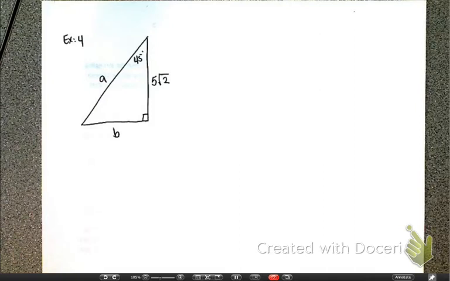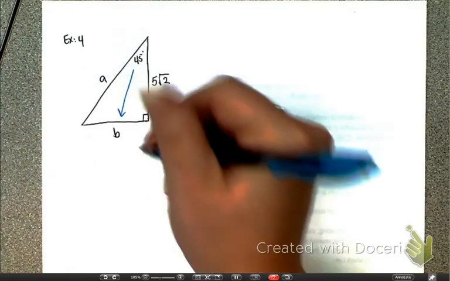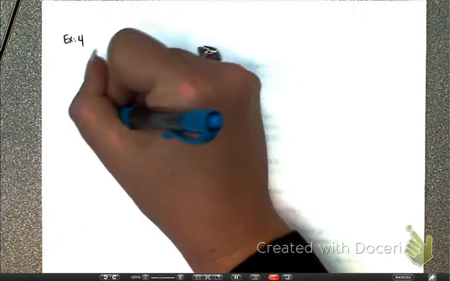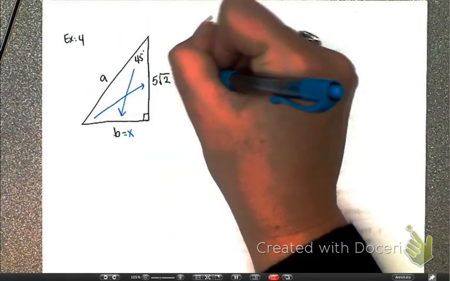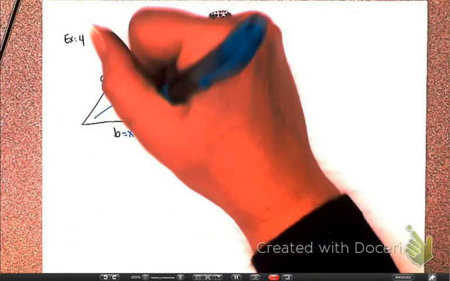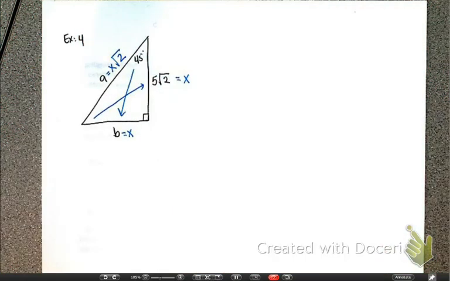Is everyone labeled? Okay, so let's just make sure our labels are right. So across from 45 is x. Across from 90 is x square root of 2. Do we all have that?